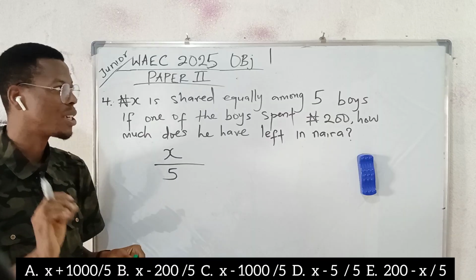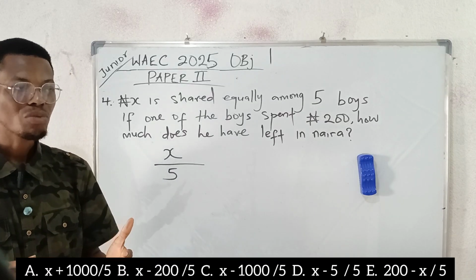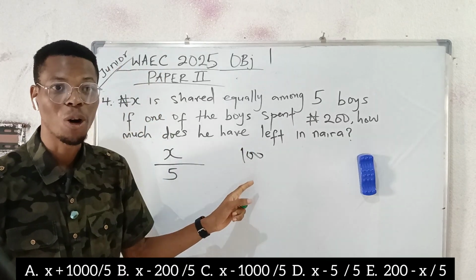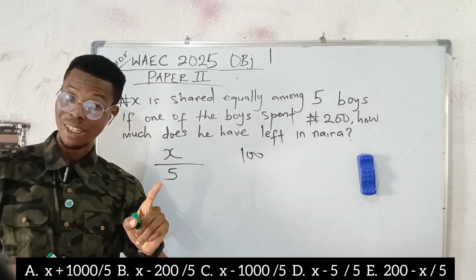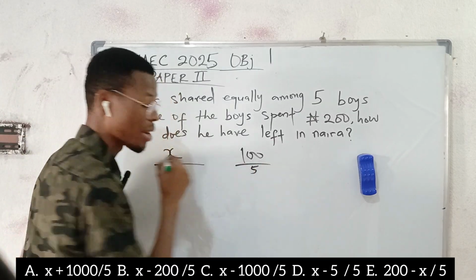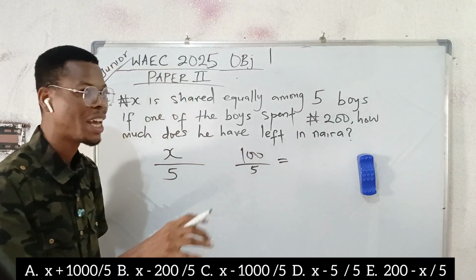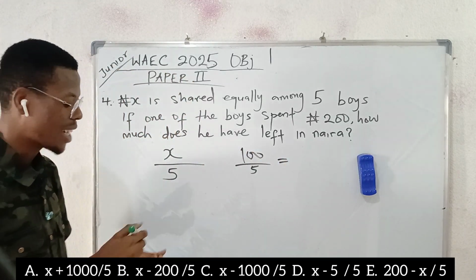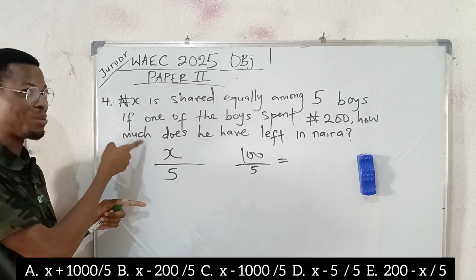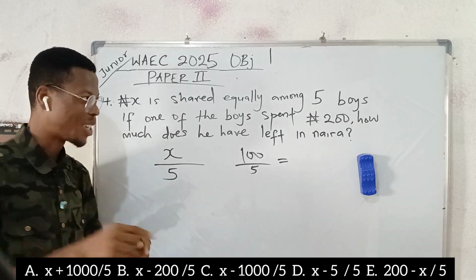To make you understand this very simply, if we're told that 100 naira was shared among 5 boys, for example, how will you share it? That means you divide by 5, then you know the amount that each of them has. That is the same thing that is happening here. But in this case, it is x that is being shared. They didn't give us a number that is shared, but they gave us x. That is what I want you to understand.